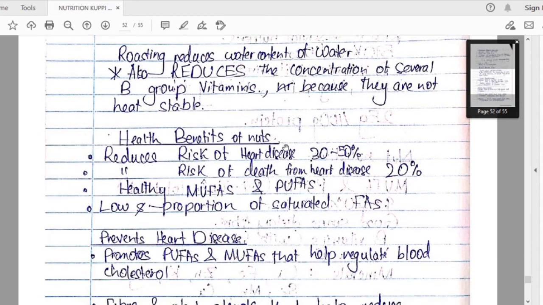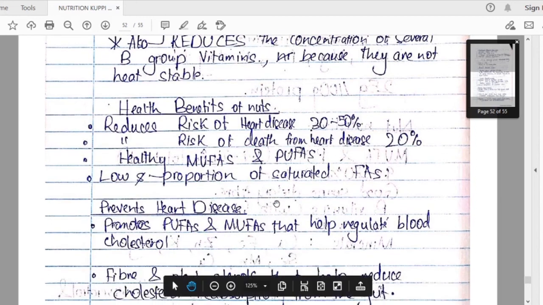Health benefits of nuts. Reduces the risk of heart disease by 30-50%. Reduces the risk of death from heart disease by 20%. Healthy monounsaturated fatty acids and polyunsaturated fatty acids. It contains a lower proportion of saturated fatty acids.